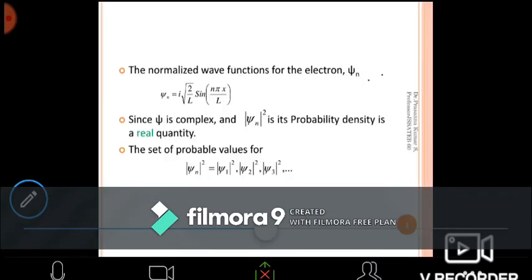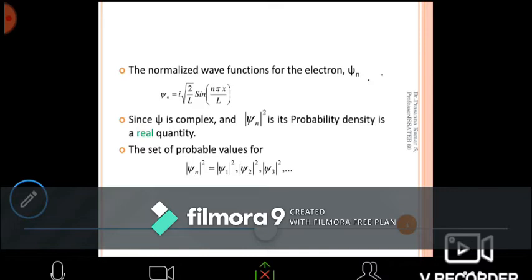Now, we have the expression for the wave function. We call it psi n is equal to square root of 2 by L sine of n pi x by L. This is the wave function for the electron in any state, where n is equal to 1, 2, 3, 4, 5, and so on.